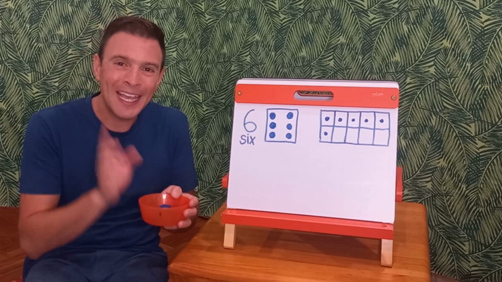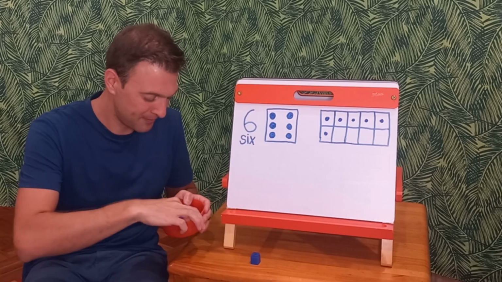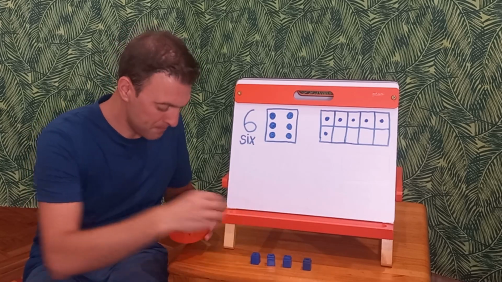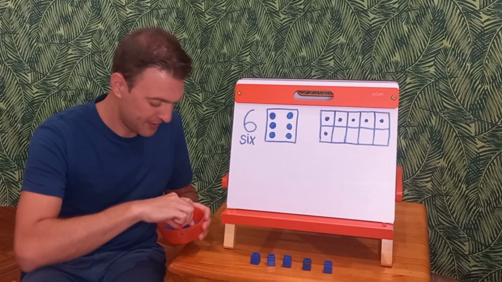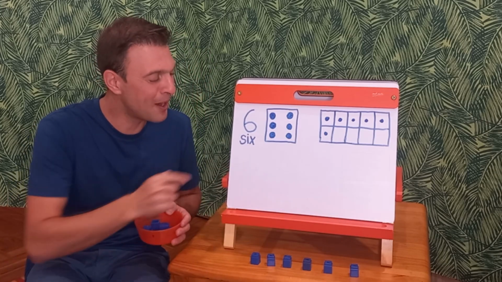You know what to do. Count with me as I pull out 6 blocks. 1, 2, 3, 4, 5, 6. Okay, I'm going to place these on my board.